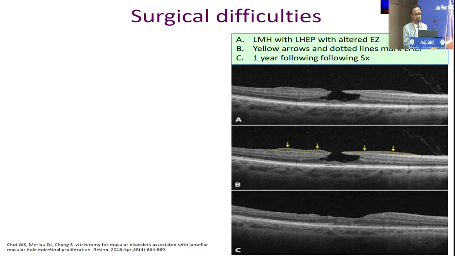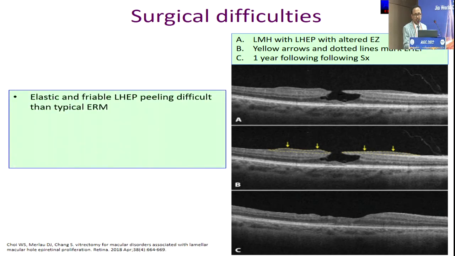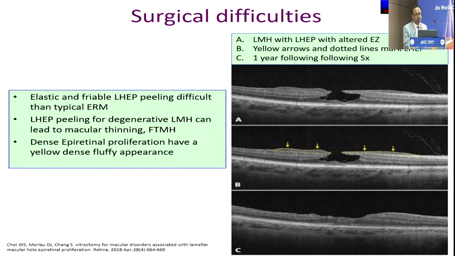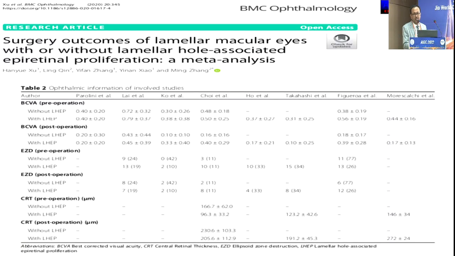So these are the surgical difficulties we face in this LMH with LHEP with altered ellipsoid zone. These are the yellow arrows with dotted lines where we can see the LHEP. The first one is that it's elastic and friable, which is difficult to peel. LHEP peeling for degenerative LMH can lead to macular thinning and even full thickness macular hole. And dense epiretinal proliferation has a yellow, dense, fluffy appearance. Sometimes it becomes very difficult to distinguish while removing.